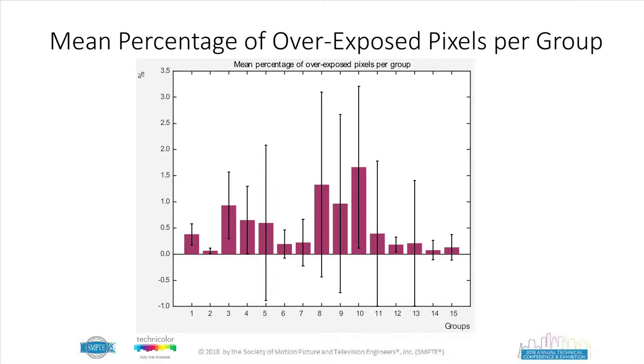I've expressed this as a percentage here, and it ranges from very, very little for the nature show and also the movie frames to about 1.5% for one of the sports frame sequences. So that's just for information. I was pleasantly surprised to see in the movie frames how few overexposed pixels there are. You'd expect that because there's generally more control than in broadcast type content.